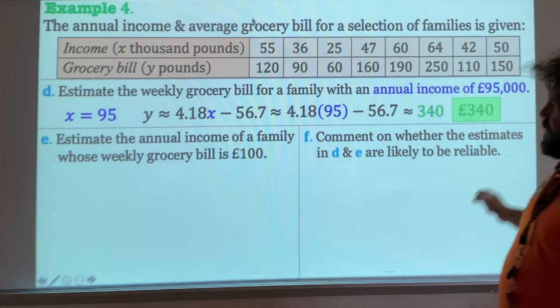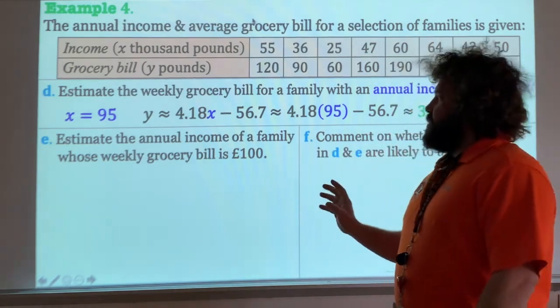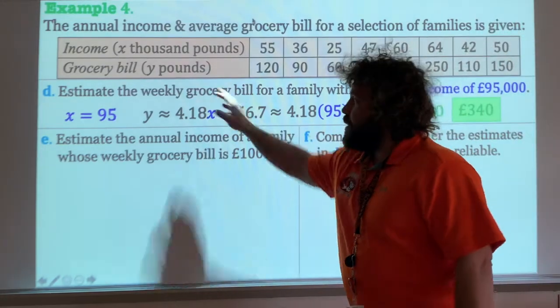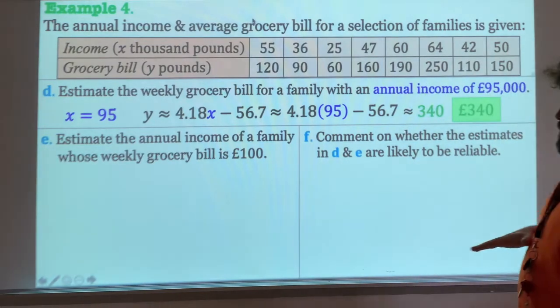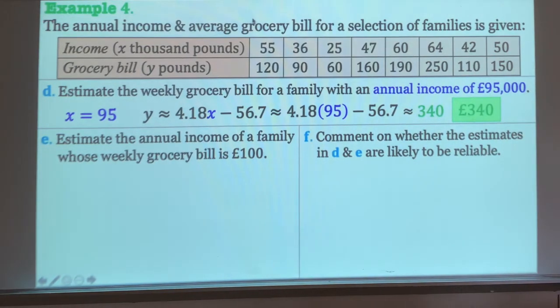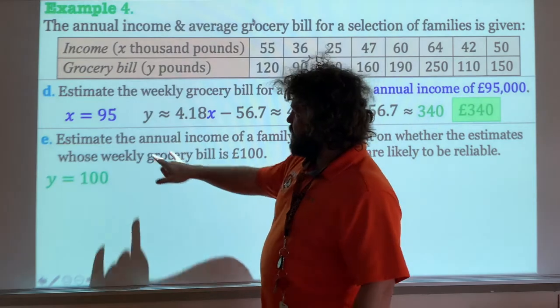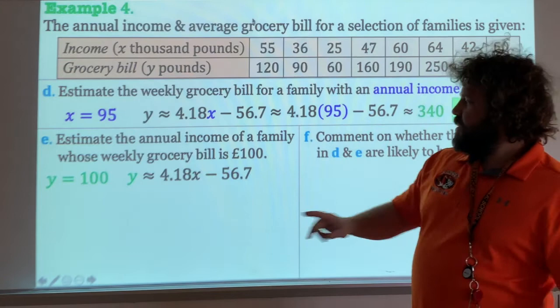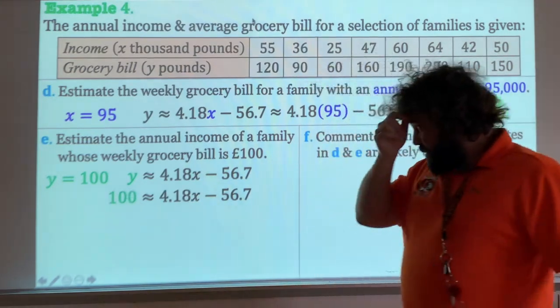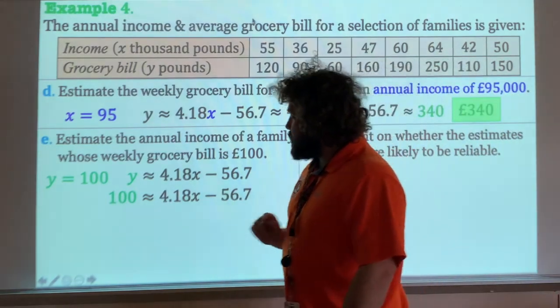Now what you're going to do is E and F. You're going to estimate the annual income of a family whose grocery bill is now 100 pounds. So we're not plugging in the 100 pounds for x. The 100 pounds is my dependent variable. Let's see if you can figure that one out. All right, I gave you plenty of time there. We're going to use the same equation, but since in this case the y is the 100, so 100 equals 4.18x minus 56.7. Now you just do simple algebra. You're going to add 56.7 to both sides.